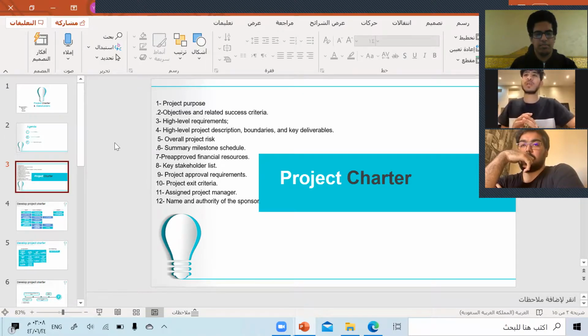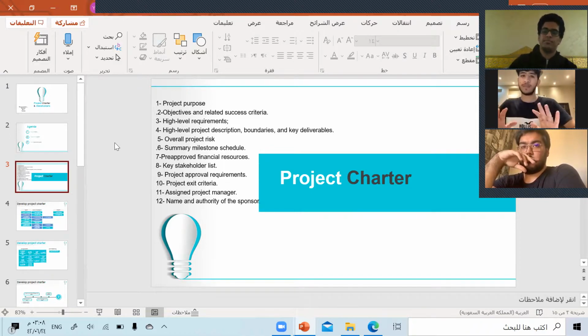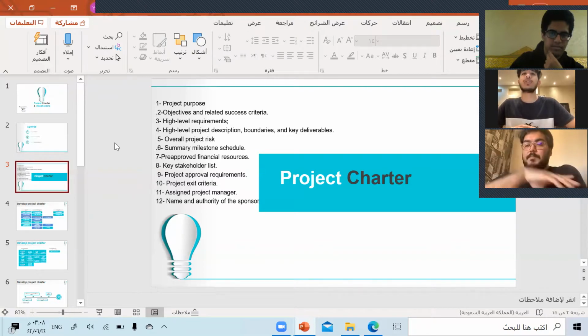Is it important or not? Second, objectives and related success criteria. What are our goals? Why do you do this project, to get the success criteria? Third, high level requirements. You must write the project charter at a high level, not low. You must do everything at a high level to get a professional project. Fourth, high level project description, boundaries, and key deliverables.